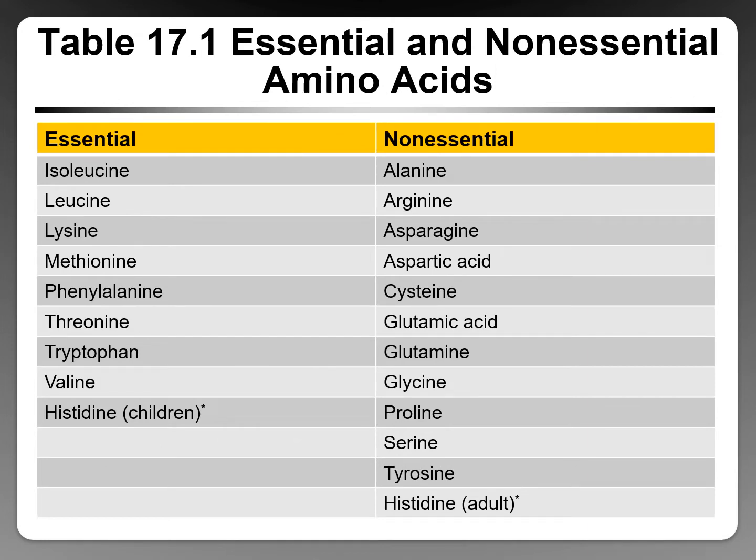Here's a list of those essential and non-essential amino acids. The difference between essential and non-essential is that your body can create non-essential amino acids, but cannot create essential amino acids. So it's essential you take them in through your diet. Those essential amino acids are leucine, isoleucine, lysine, methionine, phenylalanine, threonine, tryptophan, valine, and if you're a child, histidine. Once you become an adult, you're able to synthesize histidine, so that becomes a non-essential amino acid.